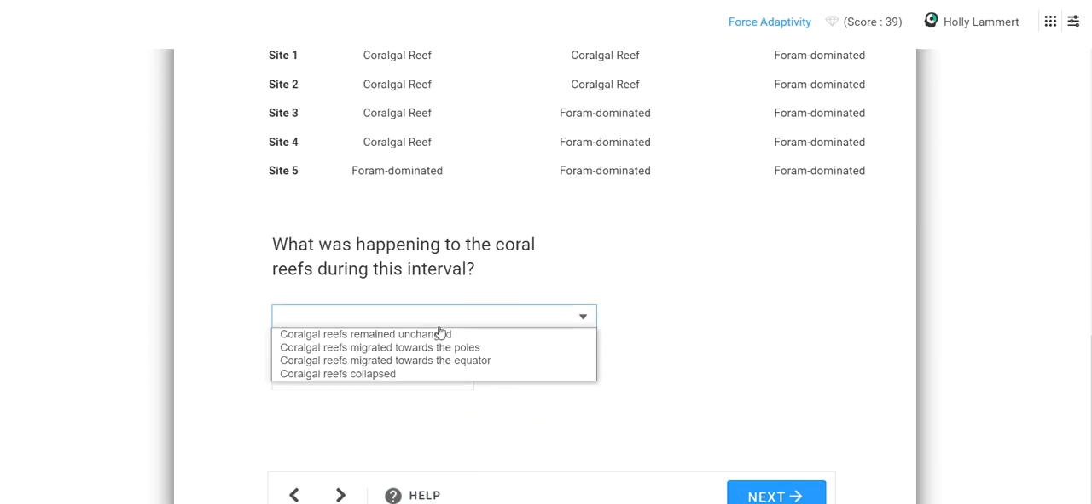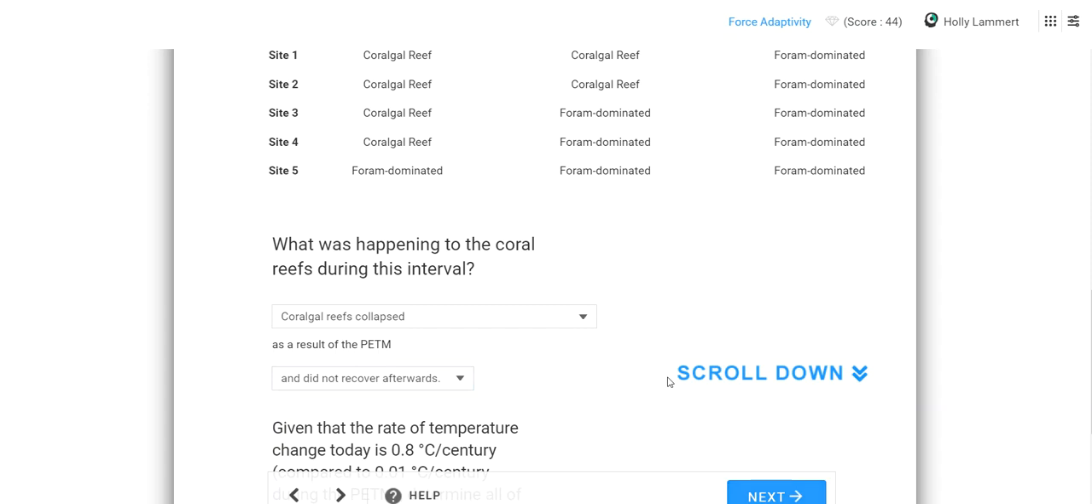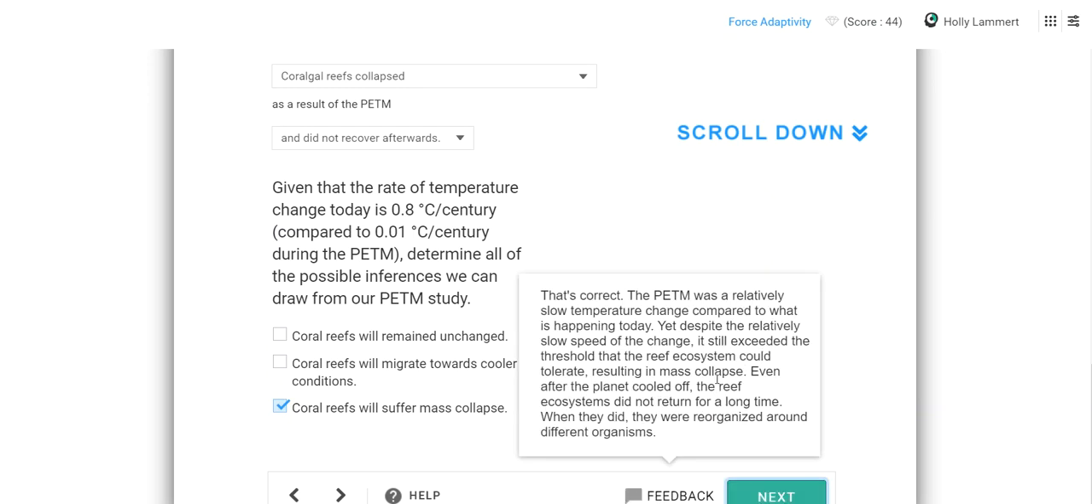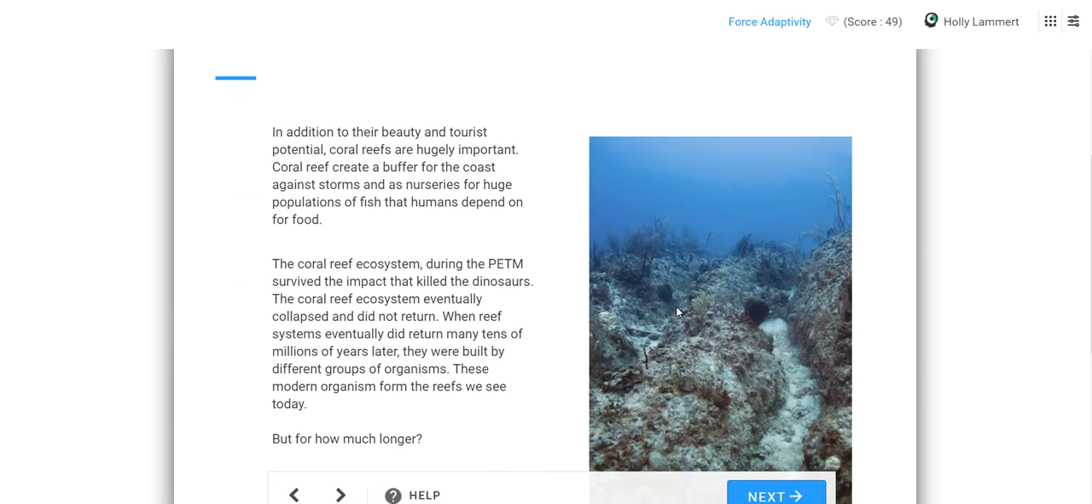What was happening to the reefs at this time? Looks like coral algal reefs collapsed as a result and did not recover afterwards. Okay, so given that we know that, what do you expect would happen? That's my guess. All right, so what happened? All right, so we'll read this.